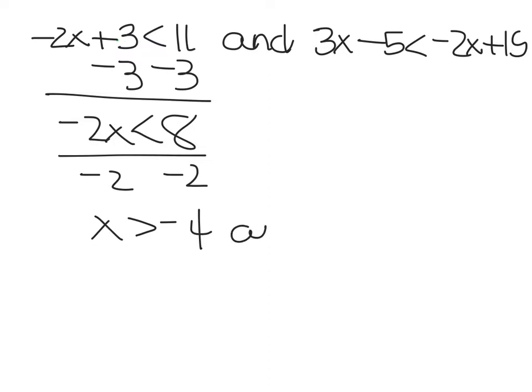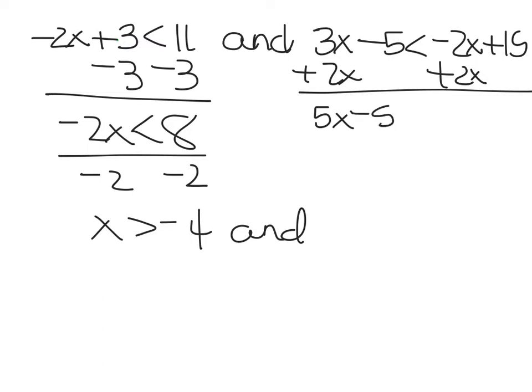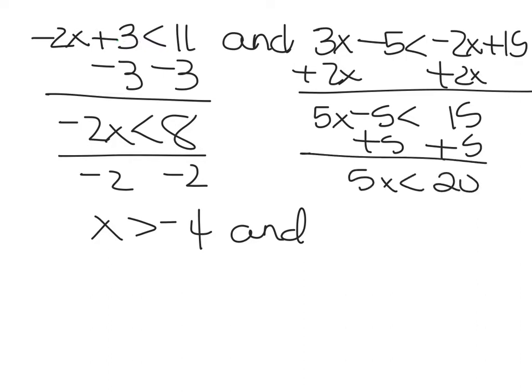Okay, so then I'm going to put the word and. On the other problem, I'm going to add 2x to both sides, and I get 5x minus 5 is less than 15. I'm going to add 5 to both sides. I get 5x is less than 20. Divide by 5, and I get x is less than 4. So my two answers are x is greater than -4 and x is less than 4. So I've got to find out what answers in those two inequalities overlap, because they are solutions to both of the inequalities at the beginning of the problem.